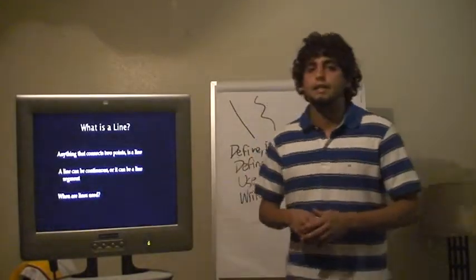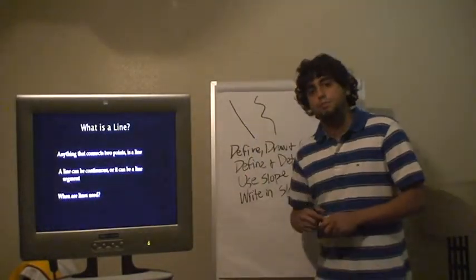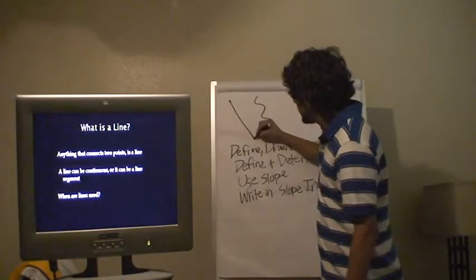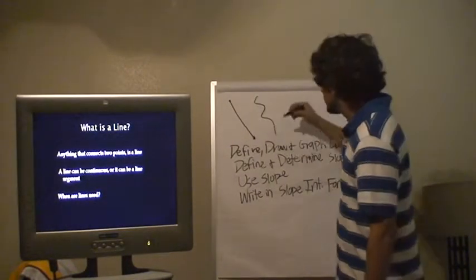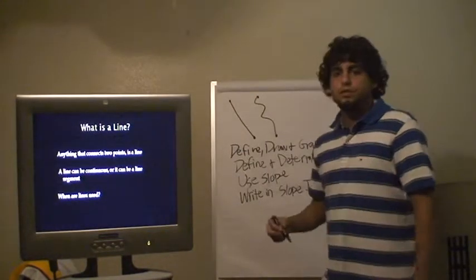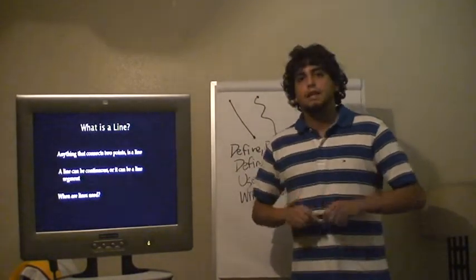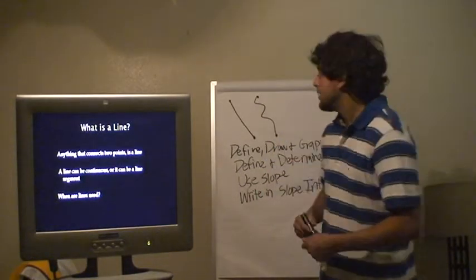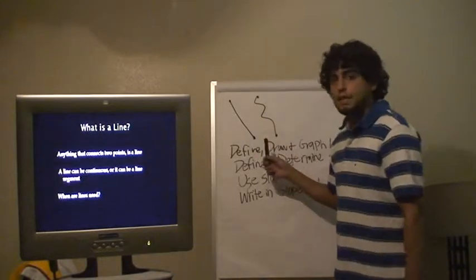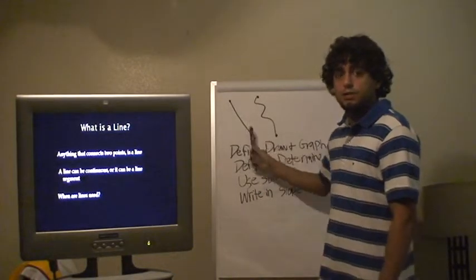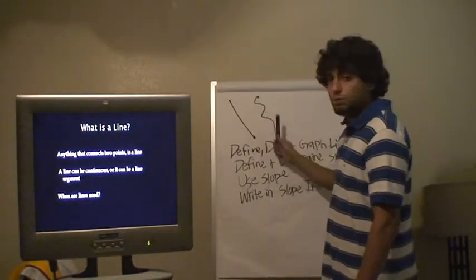What is a line? A line is anything that connects 2 points, and that is why this is a line. Connects these 2 points. This is a line. Connects those 2 points. Okay? Now a line can be either considered continuous or it can be a line segment. What we have up here are line segments. There's a definite end to each point. Okay? That line will stop. Again, this line will stop.